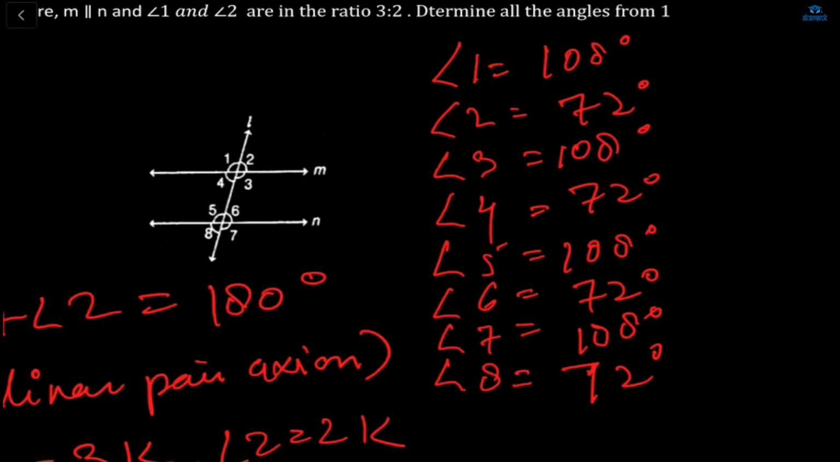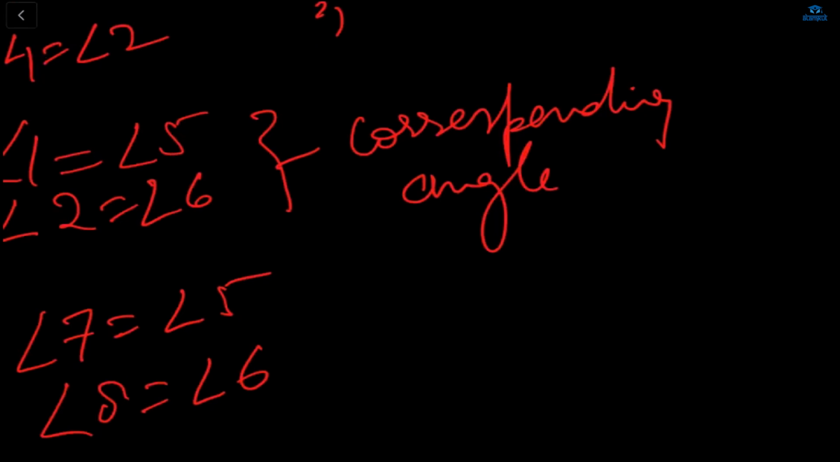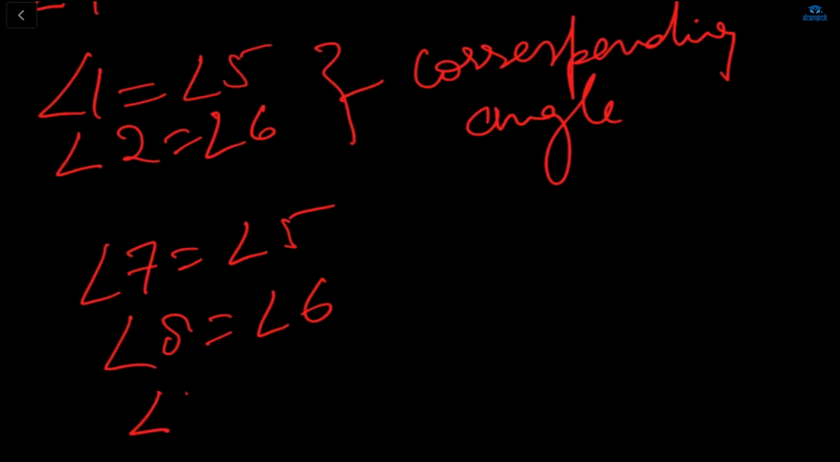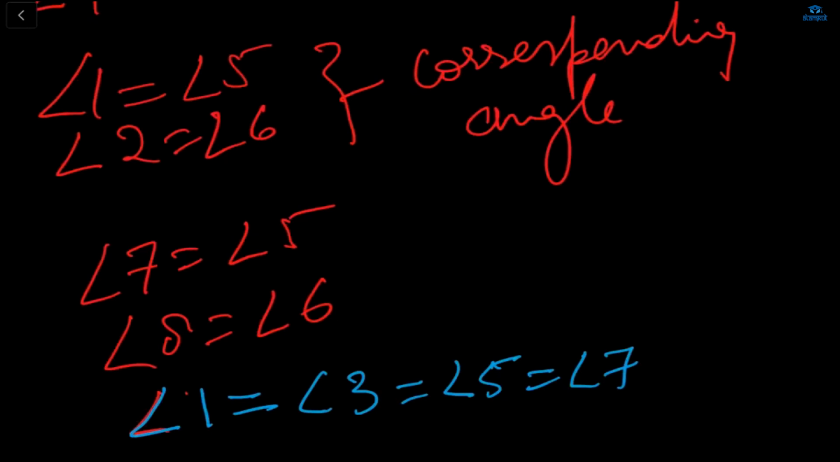Angle 2? 72. Okay. Now, angle 1 will be equal to angle 3. Yes, ma'am. Angle 1 is equal to angle 5 and is equal to angle 3. So all will be 108. Angle 3 is also equal to angle 7. Sorry. For everybody, I'm writing: angle 1 will be equal to angle 3 is equal to angle 5 is equal to angle 7 is equal to 108.